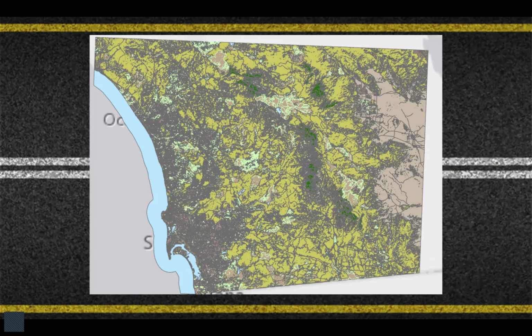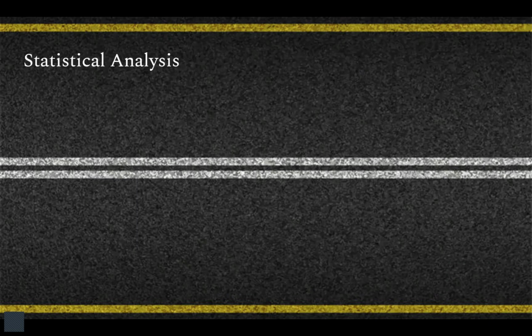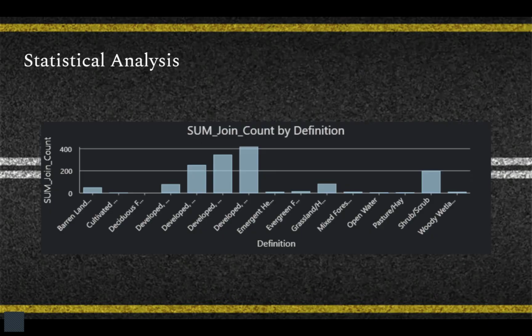Lastly, I used the National Land Cover Database Vegetation Types raster to find which vegetation types are most impacted by roadkill events. This can help aid in plans for restoration or construction of wildlife corridors. Performing a statistical analysis on these vegetation types shows that developed areas are the most prone to roadkill, followed by grasslands and shrub and scrub.